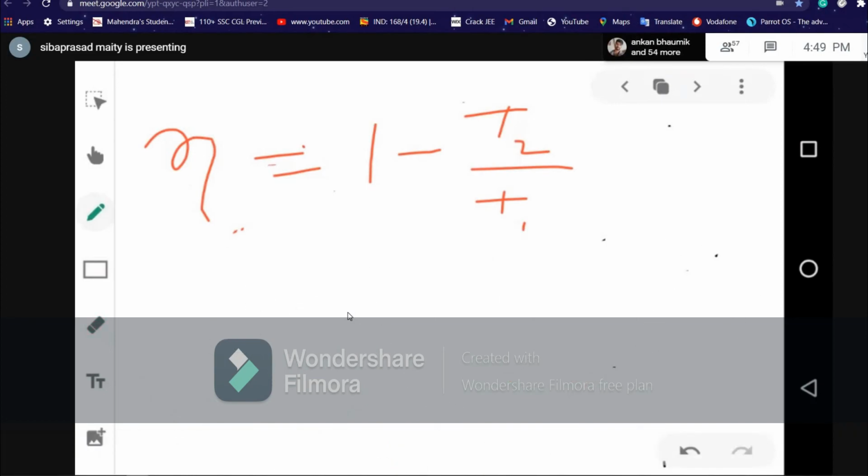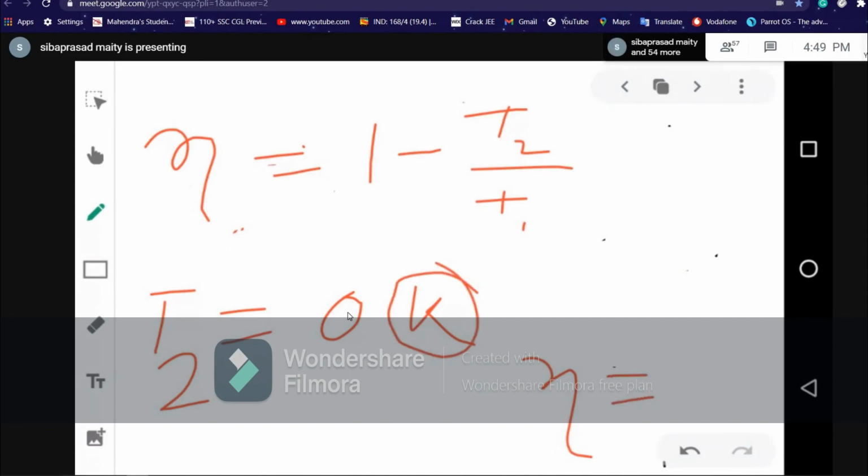Now if we choose T2 equal to 0 Kelvin, what is about eta? Eta equal to 1. Does it contradict Planck Kelvin statement? Planck told that eta not equal to 1, but if we put T2 equal to 0, it is coming as 1. That means heat can be converted into work completely. So as for this calculation, eta equal to 1 means it contradicts Planck Kelvin statement.